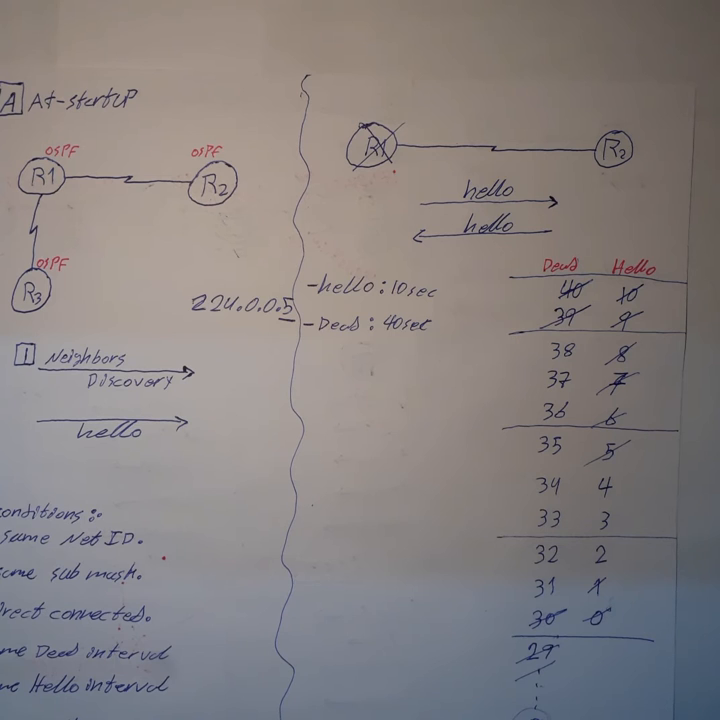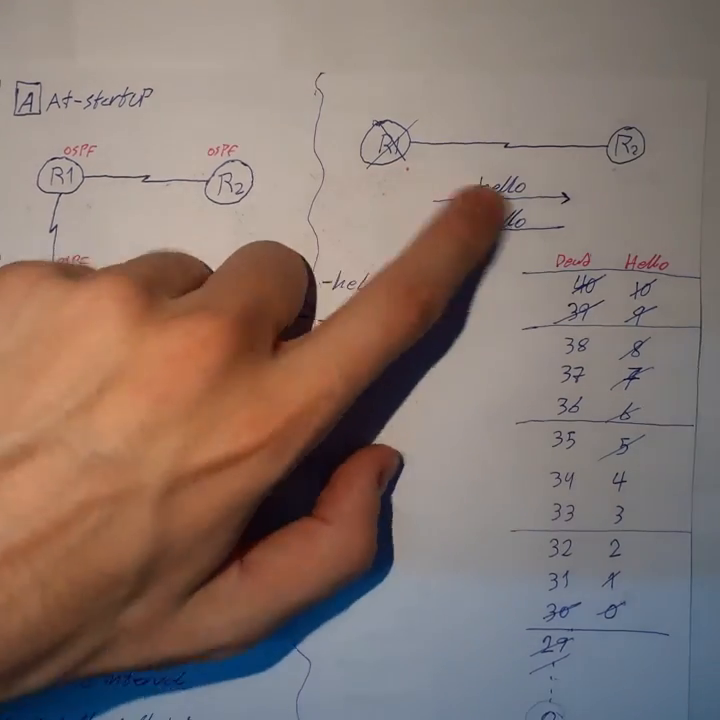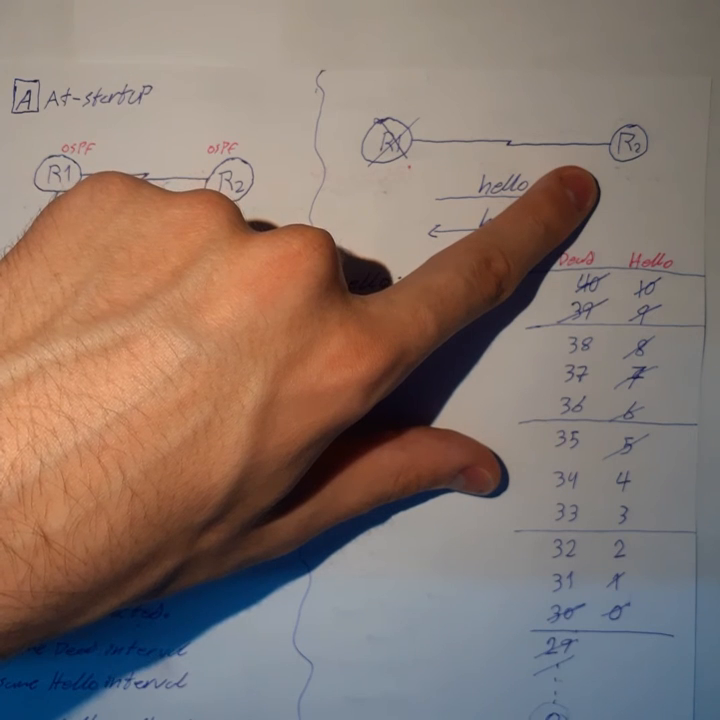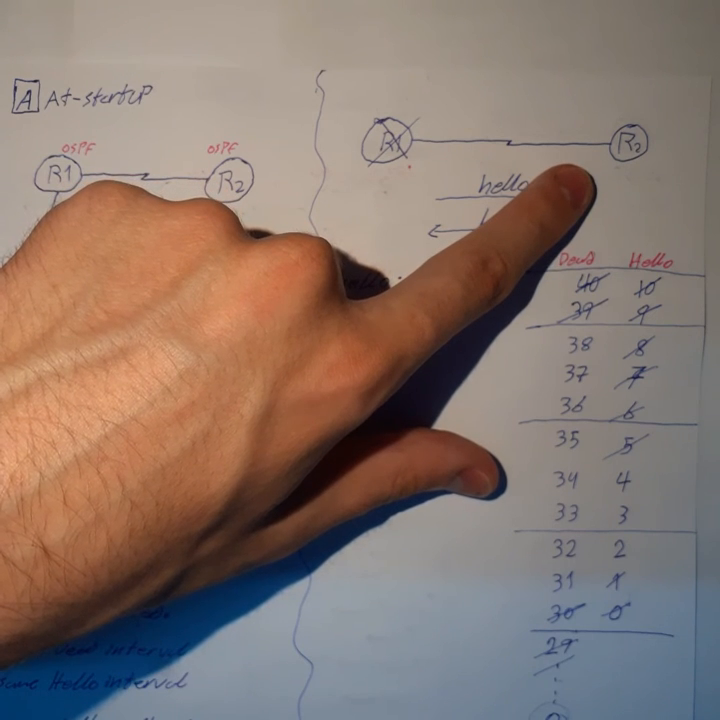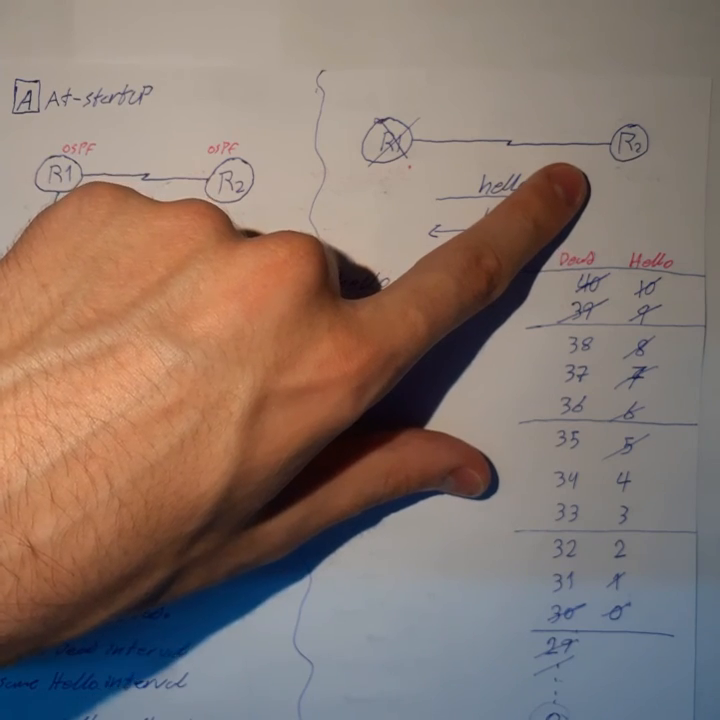Now, why do we need the timers to be the same on all the routers? If the hello time on router 1 were more than the dead time on router 2, router 2 would delete it from its table, right? And that's wrong because it's still connected, but it was wrong in timer, nothing disconnected.